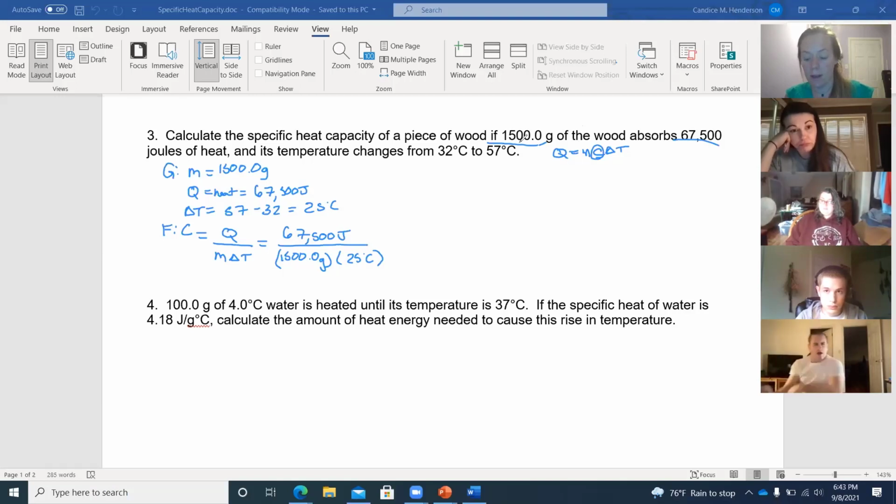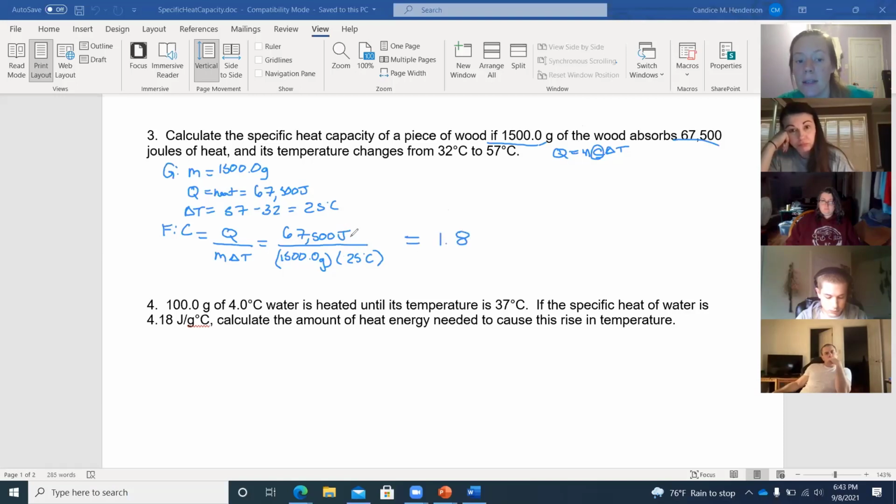So we've got 67,500. We're going to divide it by that 1,500, and we're also going to divide it by the 25. And we end up with a value of 1.8. What are the units on this? Does any of these things cancel with each other? No, they all stay. And that's what we want, because remember, C is the funky unit. So it's joules per gram degree Celsius. So this mystery wood takes 1.8 joules to raise 1 gram of it 1 degree Celsius.